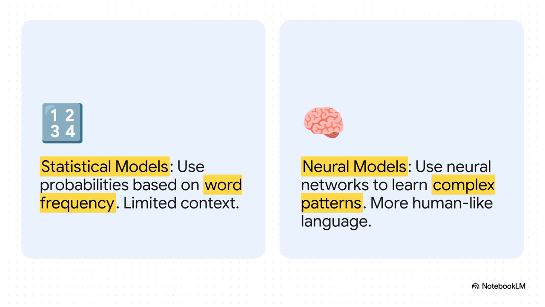Then, everything changed with neural models. These aren't accountants, they're more like detectives. They learn deep, complex patterns and can grasp the context of a whole paragraph, making them way more human-like. This is where the famous transformer models live.